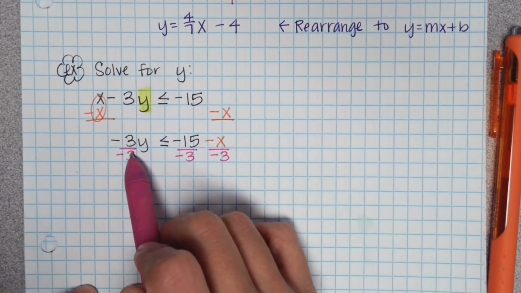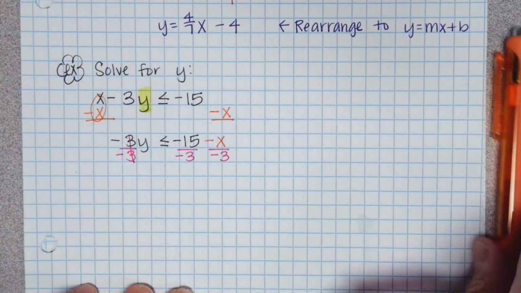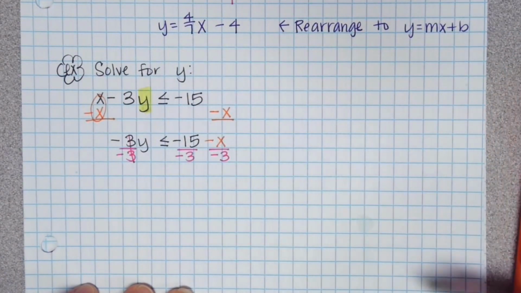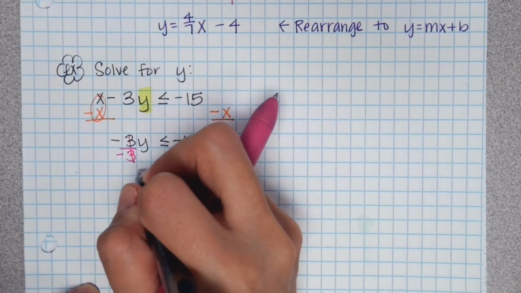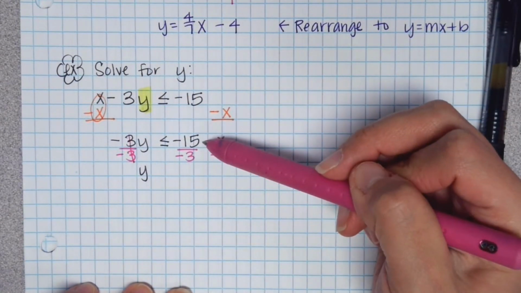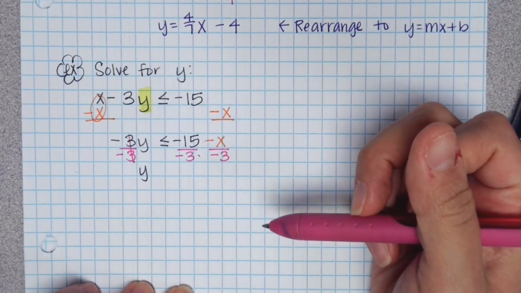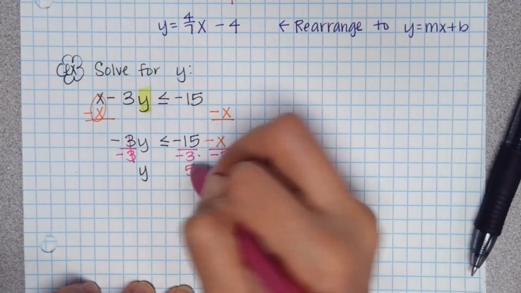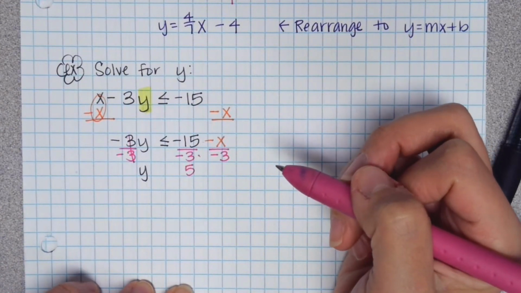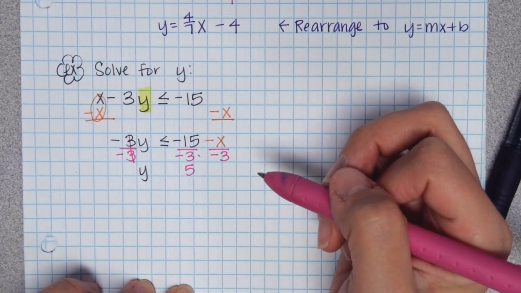Negative 3 divided by negative 3? Y. Just y. All right, Angela, you're back on. Thank you for letting me know. Negative 15 divided by negative 3? 5. Negative or positive 5? It's positive.